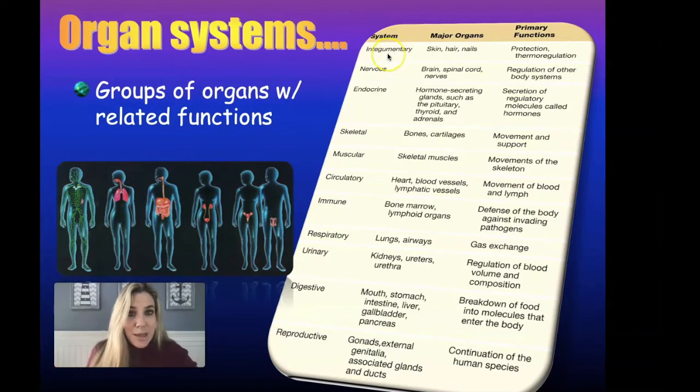So we're going to study the integumentary system, which includes your skin, hair, nails, and it has a protective and thermoregulatory function. So it helps to cool the body down or heat it up, depending on what it needs. And it's your first line of defense. So if a bacterial cell or a virus comes in from the outside, it's going to have to get through your skin, your integumentary system, to be able to invade the body.